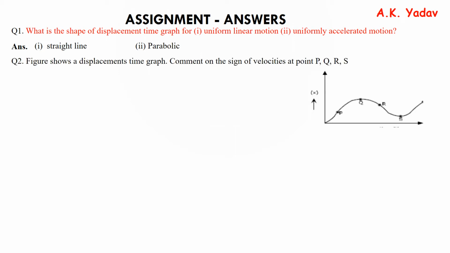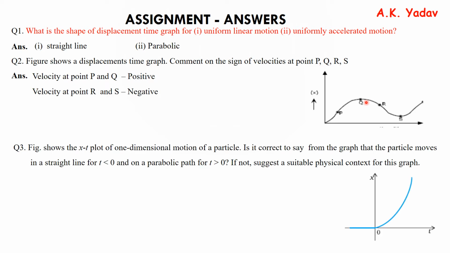Now this figure shows the displacement time graph. We have to comment on the sign of velocity at P, Q, R and S. It is very clear from the graph that the velocity at points P and Q is positive, and at points R and S it is negative.